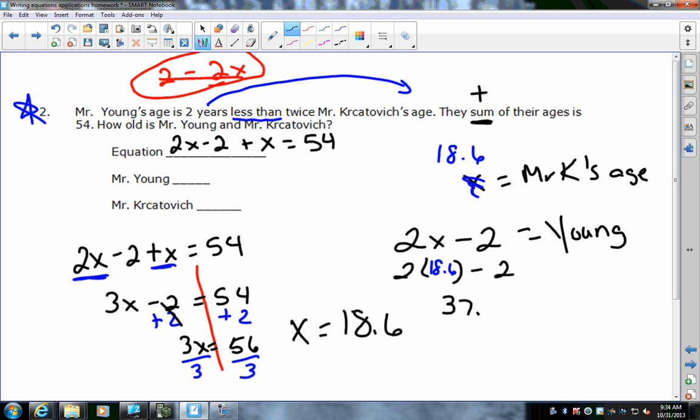Thank you, 37.2. And then you subtract off the 2. So Mr. Young is 35.2 years old. And 18.6 is Mr. K. I thought when I made up this problem that I was making Mr. Young like way old, but I guess I didn't.